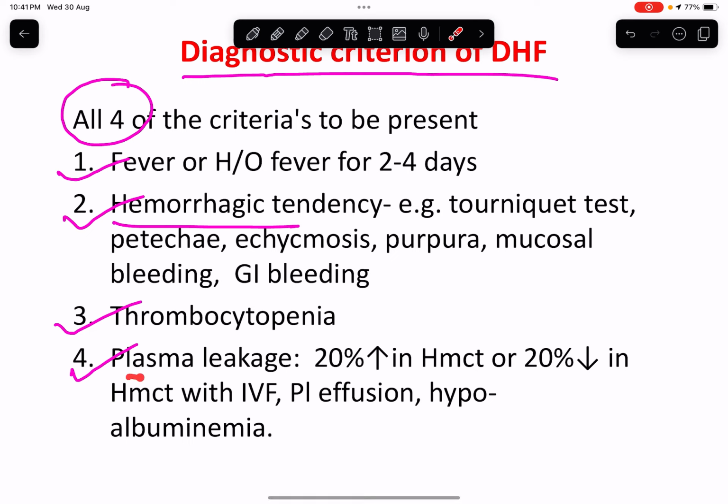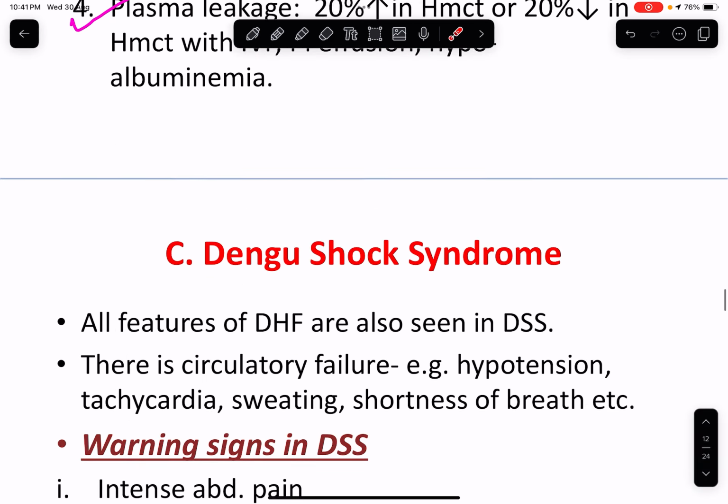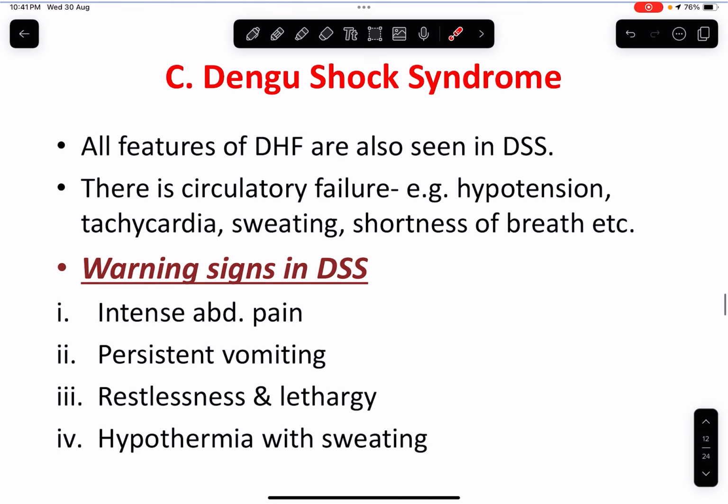Again I am telling you, how do you know there is plasma leakage? There will be increase in hematocrit from the baseline by 20%, or there will be decrease in hematocrit by 20% if you give intravenous fluid to the patient. There will be pleural effusion and hypoalbuminemia. So these are the signs of plasma leakage. 1, 2, 3, 4. So all these 4 criteria should be present for a patient to call it dengue hemorrhagic fever. Lastly, dengue shock syndrome.